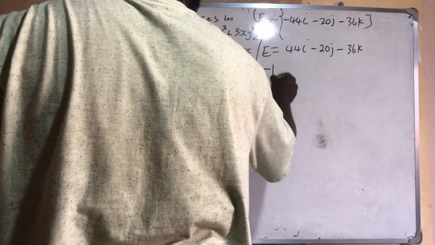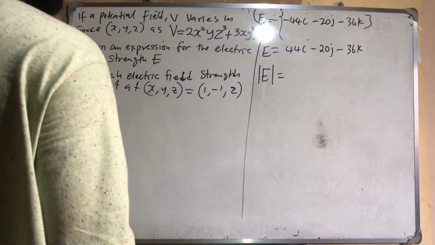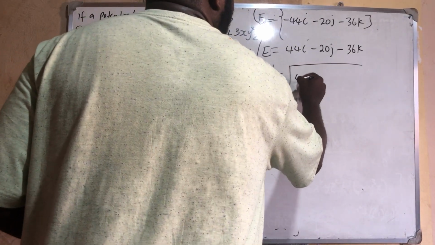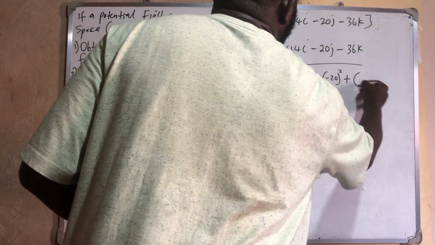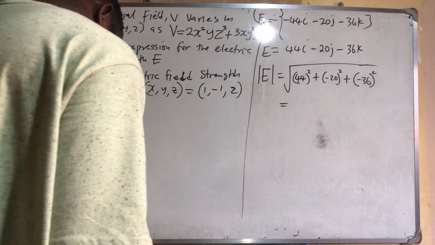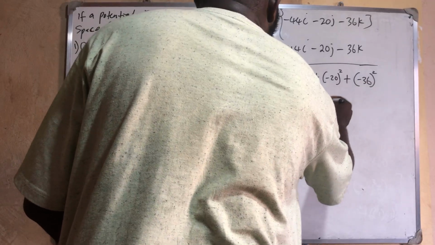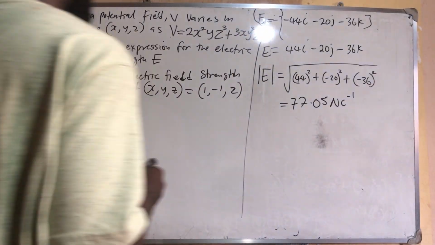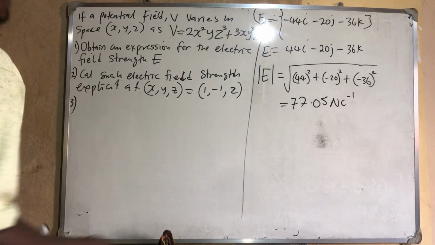So the magnitude of the electric field strength, you see that electric field strength is a vector. That is why we have this ijk. But to calculate the magnitude, don't forget that the magnitude of a vector is the square root of 44 all squared plus minus 20 all squared plus minus 36 all squared. If you do that, you're going to be getting 77.05, in Newton per coulomb. That is the magnitude, that is the size of the electric field strength.